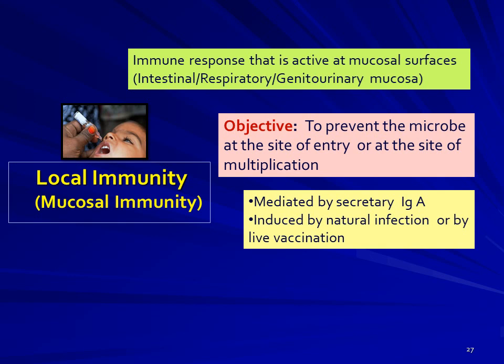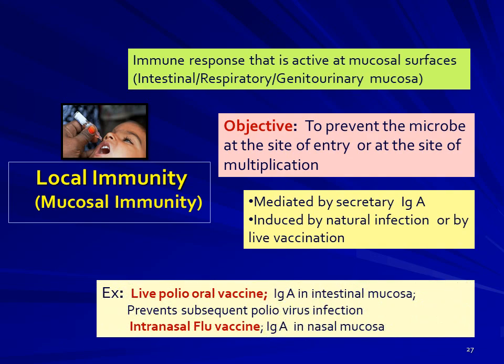So the microorganisms will get multiplied either at the site of entry or far away from the site of entry. So we have to fight to kill this microbial agent, so that it does not multiply either at the site of entry or at the site of multiplication. This is the main concept of producing local immunity.